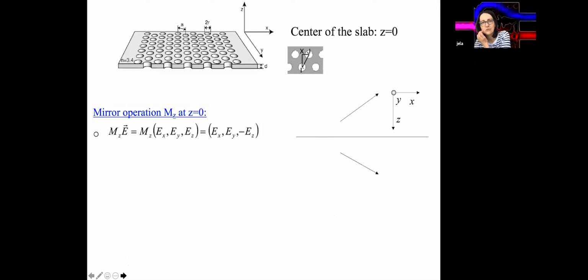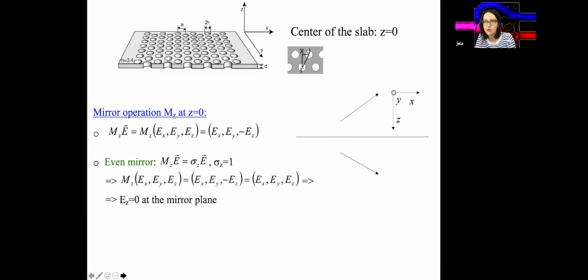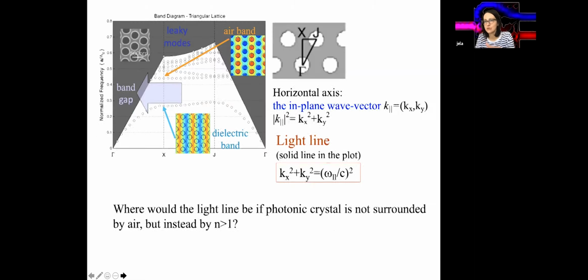That's not really too detrimental because you can always be careful in terms of what you're exciting in the structure and how you're exciting the modes. But keep in mind that all the band gaps that we'll be talking about, and resonators and everything, are for vertically even or TE-like modes, okay? We don't really even plot band diagrams for TM-like.